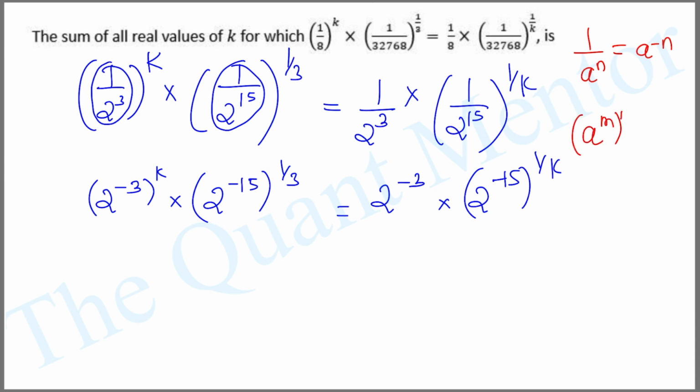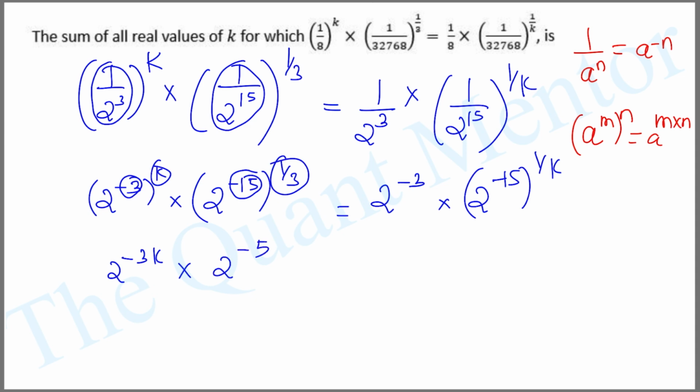The next thing we are going to use is another law of indices. (a raised to m) the whole raised to n is always equal to a raised to m multiplied by n. So the first term, which is (2 raised to minus 3) raised to k, will be 2 raised to minus 3 multiplied by k, so 2 raised to minus 3k, into the second term, (2 raised to minus 15) raised to 1 by 3. So 2 raised to minus 15 into 1 by 3 is basically 2 raised to minus 5, is equal to the next term, 2 raised to minus 3 into (2 raised to minus 15) raised to 1 by k, which is 2 raised to minus 15 into 1 by k. So it is 2 raised to minus 15 by k.